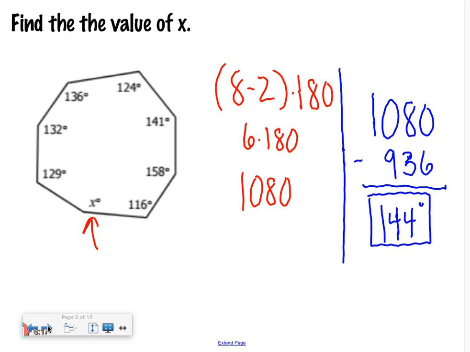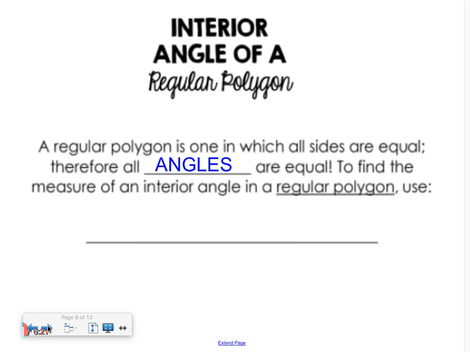Okay, now, our next formula is if we just wanted to find one angle inside a regular polygon. So let's remind ourselves what a regular polygon is. All sides are equal, so therefore all angles are equal, if you want to fill that in. So the first part of the formula is actually the same. n minus 2 times 180.